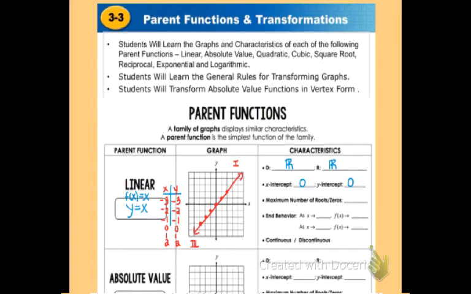Now when we say maximum number of roots or zeros, that means solutions. And that means the number of times it could actually cross the x-axis, and the most a line could ever cross the x-axis is 1 time, unless of course it was the x-axis.